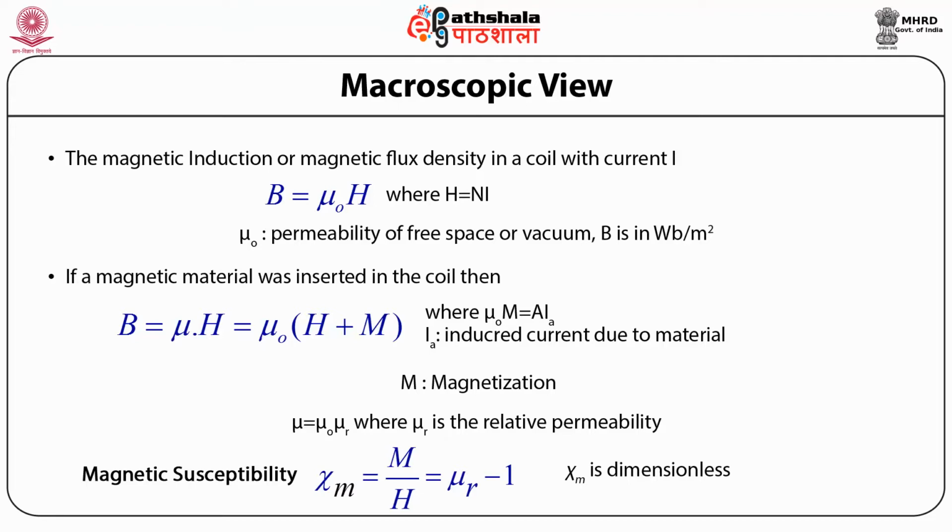So here mu r can be written as 1 plus eta m, which is the relative permeability of a material in a similar manner to that of relative dielectric permittivity. So in general, both susceptibility and permeability are tensors, and assuming that vectors are collinear, vector notation is not used.